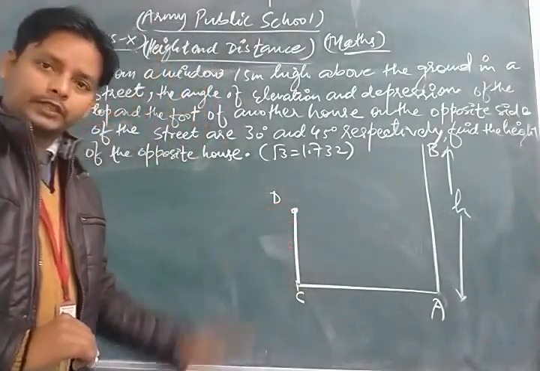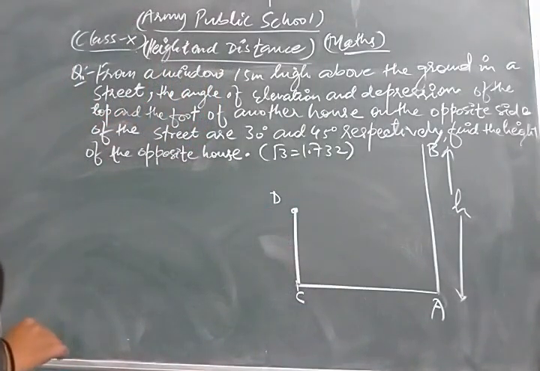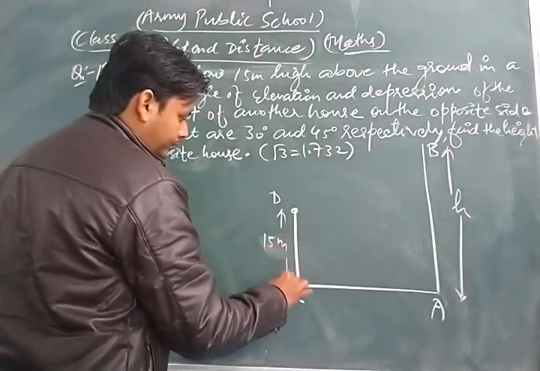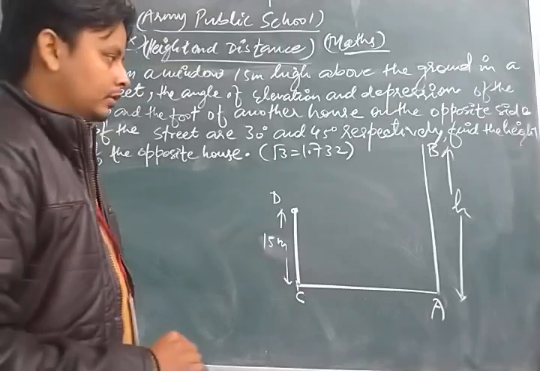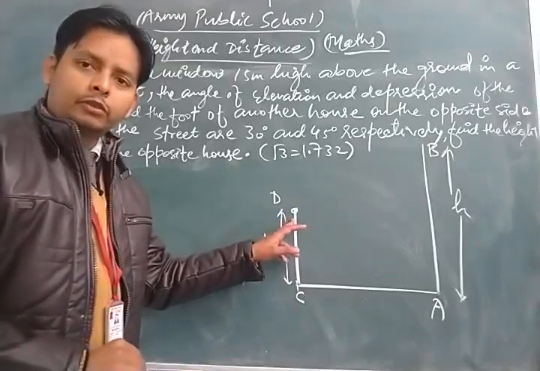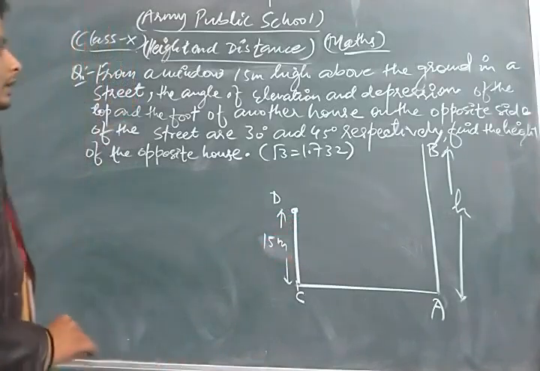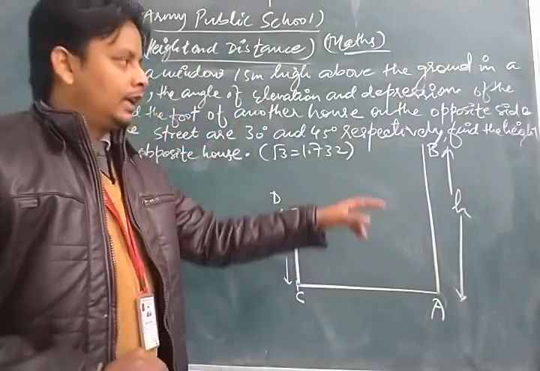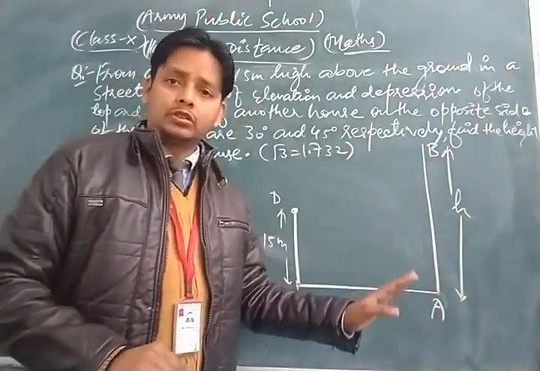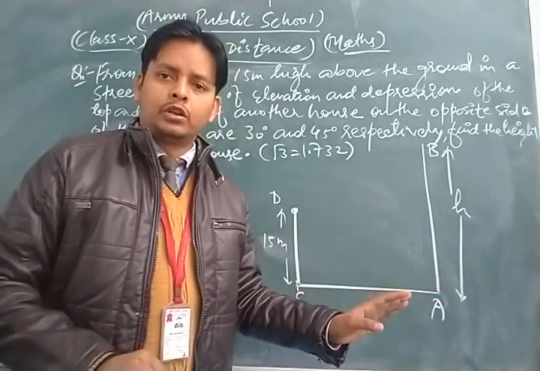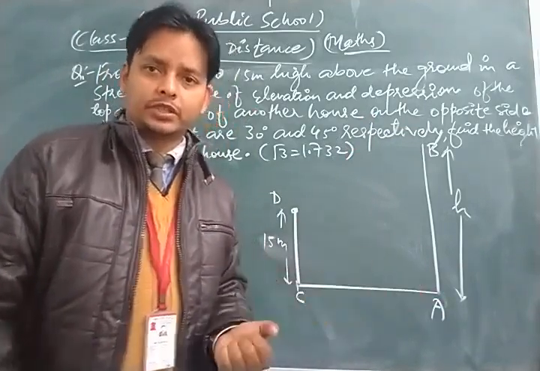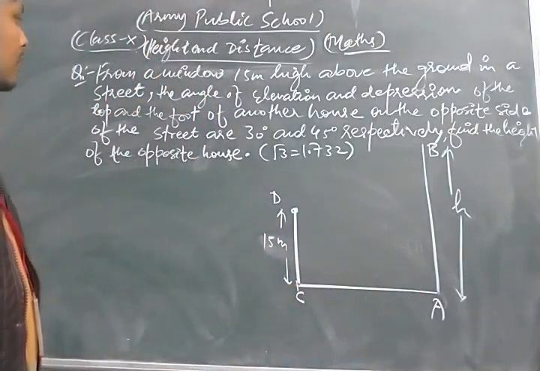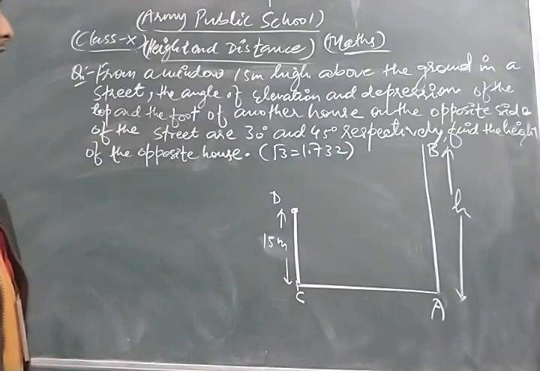Observer C is at that position, at a window 15 meter high above the ground. From the ground, what is the height of that window? 15 meter is given according to the question. We see the observer C from that window, and the angle of elevation and depression of the top and the foot of the other house. B is the top of the other house and A is the foot of the other house, which is situated on the opposite side of the street, in front of that house. Okay. Elevation is 30 degree.